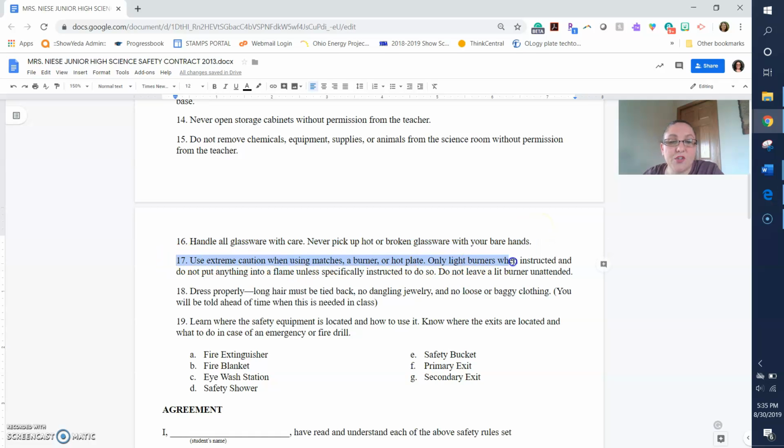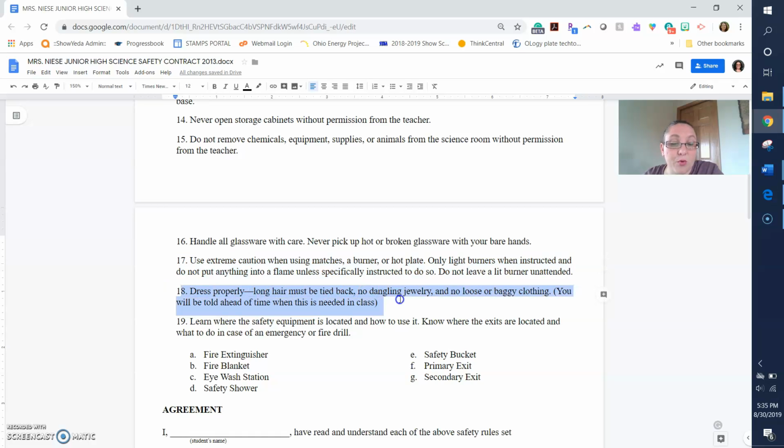17, use extreme caution when using matches, a burner, or a hot plate. Only light burners when instructed to do so. Don't put anything into the flame unless I've told you what to put into the flame. And when working with burners, we want to make sure that we have our hair tied up in a ponytail, those of us with long hair.